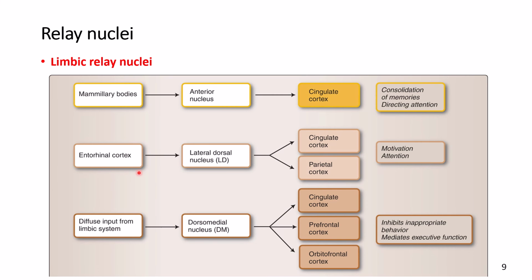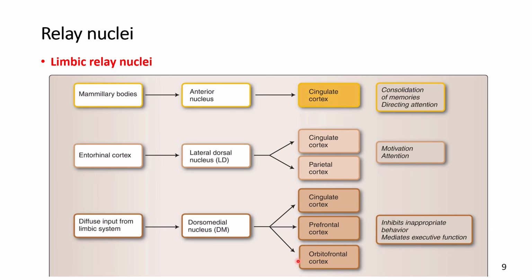From the entorhinal cortex, it goes to the lateral dorsal nucleus, and from there it goes to the cingulate gyrus and parietal cortex. That's for motivation and attention. And from different parts of the limbic system, the information goes to the dorsomedial nucleus, that again goes to the cingulate gyrus, prefrontal cortex, and orbitofrontal cortex.